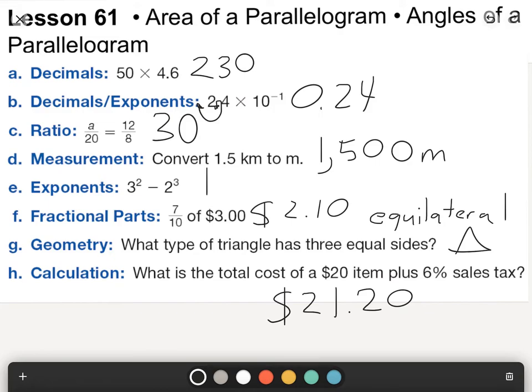How would you do it? Well, think of what 1% is and times it by 6. I think the easiest way is 1% times 6. What's 1%? Well, 1% of $20 would be 20 cents. So it looks a little trickier than it is.